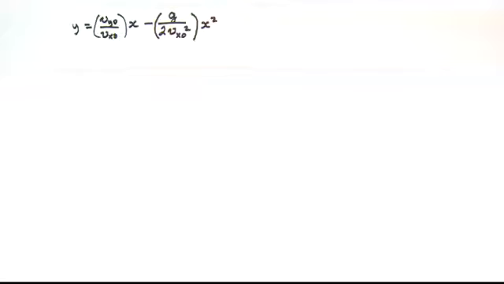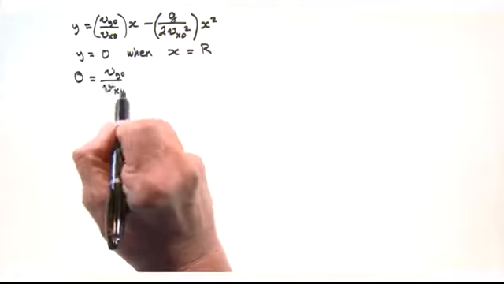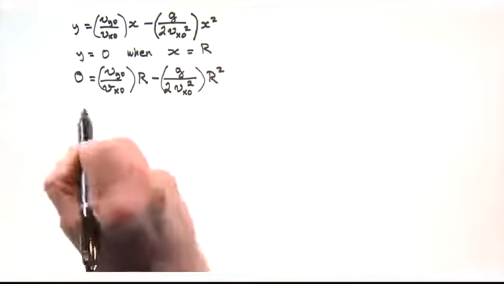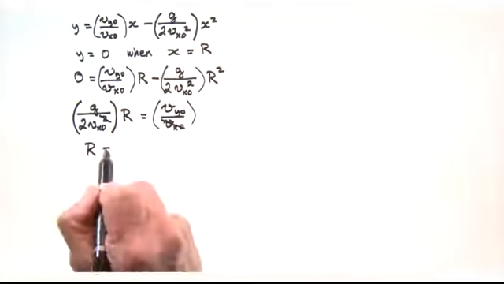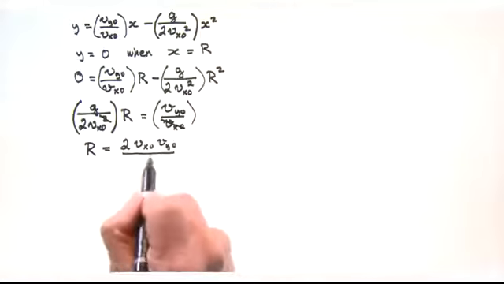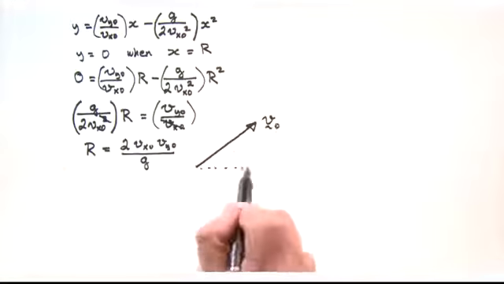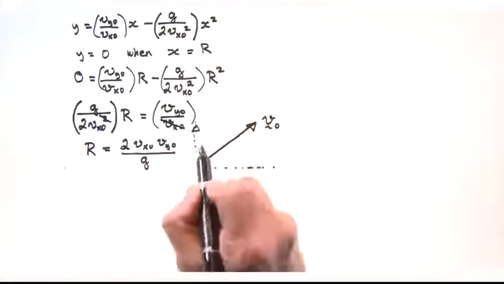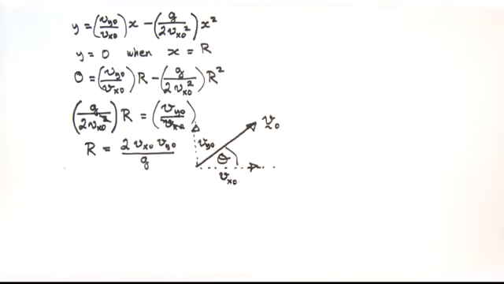Here's the equation for the trajectory. To find the range r, we want to know when it hits the ground, when y equals 0. So let's substitute 0 for y and r for x. We cancel r and we move the second term to the left-hand side, then cancel vx0. Then we rearrange to have an expression for the range r. Well, it's no surprise that the range is proportional to vx0. It's also proportional to vy0 because the faster you go up, the longer you stay up.